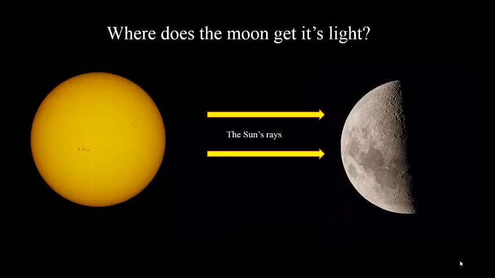The first step in understanding why the moon seems to change shape is knowing where it gets its light. The moon does not make any light of its own. The moon is illuminated by a reflection of light from the sun.